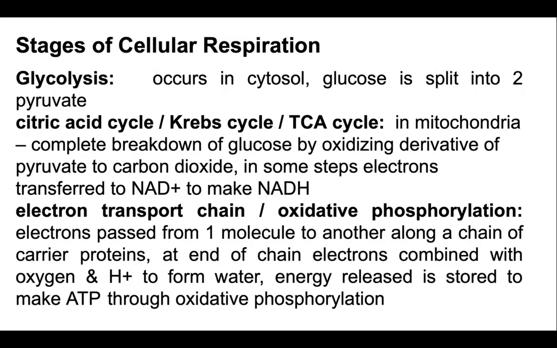Your electron transport chain is going to do your oxidative phosphorylation. So electrons are going to be passed from one molecule to another, and we call it an electron transport chain because this occurs at a chain of carrier proteins. So at one end of the chain, the electrons are going to be combined with the oxygen and the hydrogen ions to form water. The energy is going to be released and then stored to make ATP through oxidative phosphorylation.